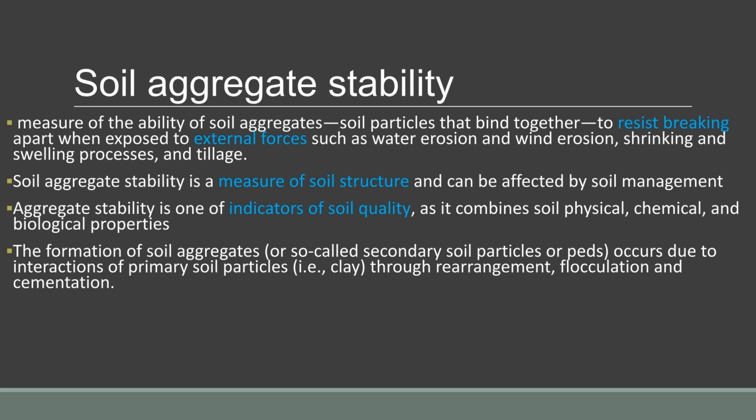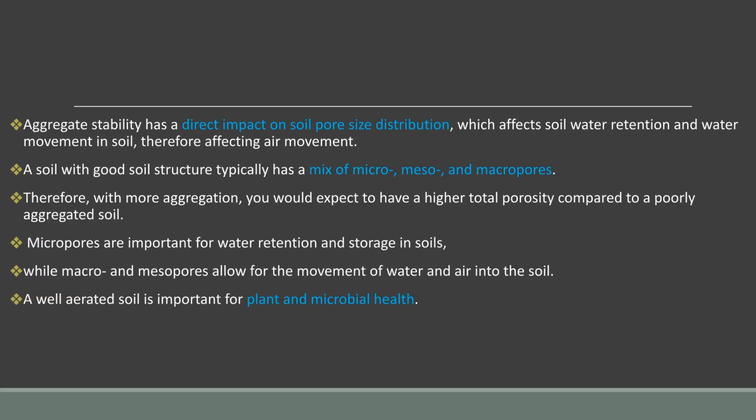Soil aggregate stability measures the aggregate's resistance to breaking apart from forces like water, wind, and tillage. It's an indicator of soil quality, combining physical, chemical, and biological properties. Aggregate stability directly impacts pore size distribution, affecting water and air movement.